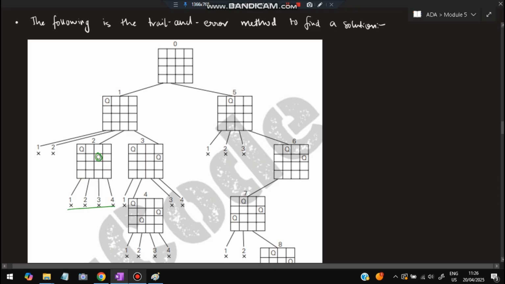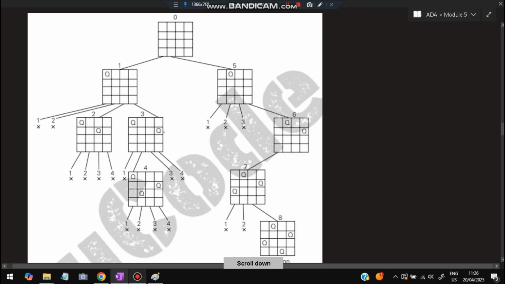Now if I don't have a solution here, the next position is this one, so I will be placing it here and checking. Now if I place here and check, first position, can I have a solution? No, I cannot have, it will kill here. Second position, can I have? Yes, second position I can have. But okay, second position I can have, I'll keep it as of now.